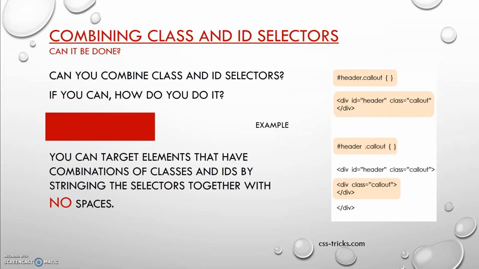Combining class and ID selectors. Can this be done? Can you combine class and ID selectors? If you can, how do you do it? The answer is yes, you can. You can target elements that have combinations of classes and IDs by stringing the selectors together with no spaces.